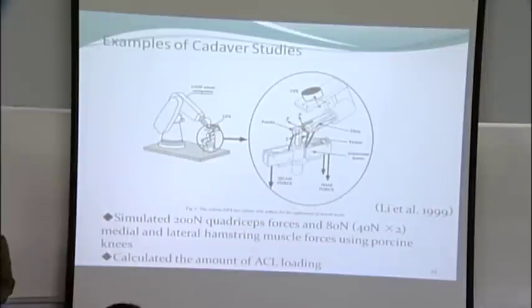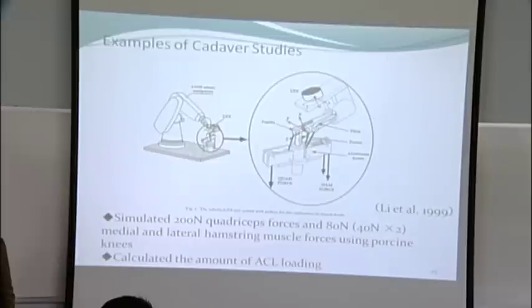And we need to validate the results of these studies, like retrospective interviewing studies. This is an example of cadaver studies. This is a study done by a University of Pittsburgh group, and they used this kind of robotic arm.